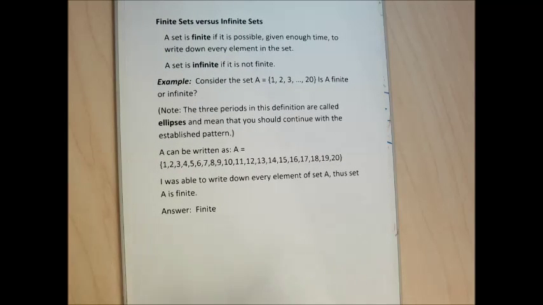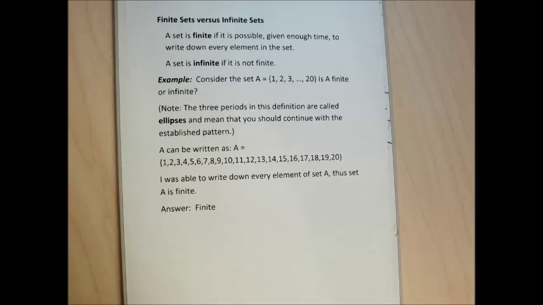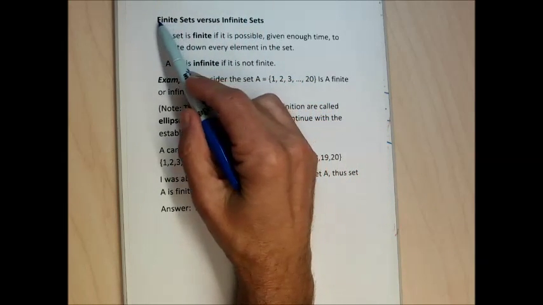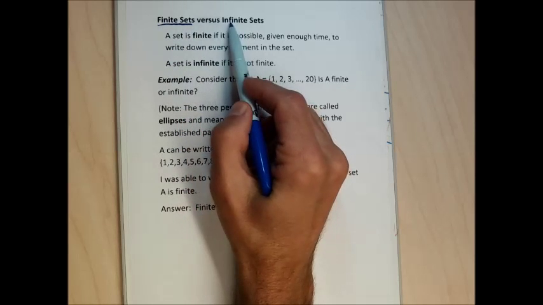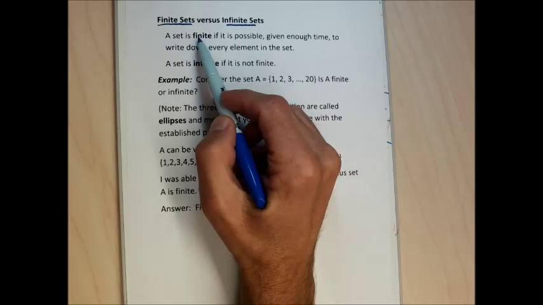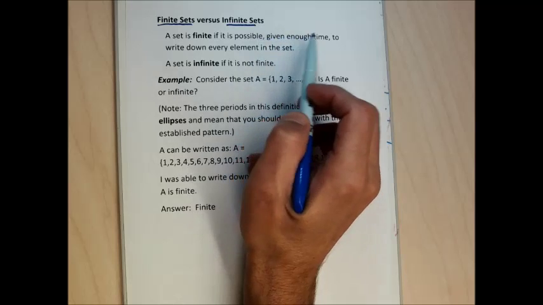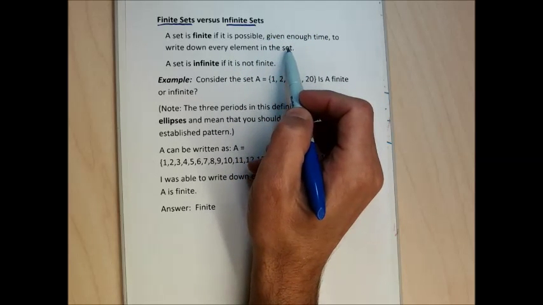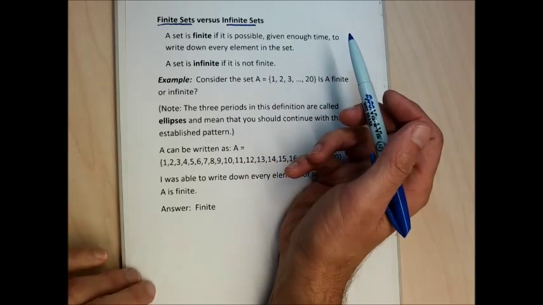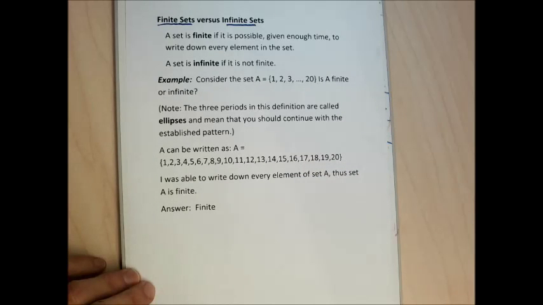So on to our next little bit of theory, and then we'll do some problems to match up with that theory. So sets can be finite and they can be infinite. A set is finite if it's possible, given enough time, to write down every element in the set. The set of cars that I've owned, maybe I've owned 10 or 12 cars in my life, that's a finite set. I can list down every car I've ever owned. The set of students in our class, that's a finite set. I can list every student's name in our class.